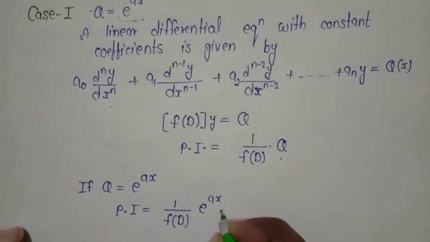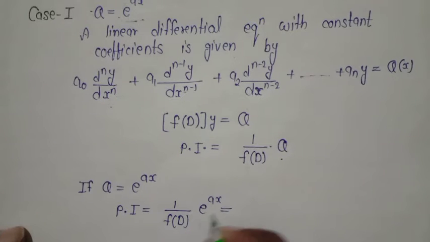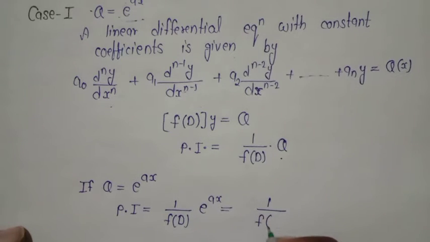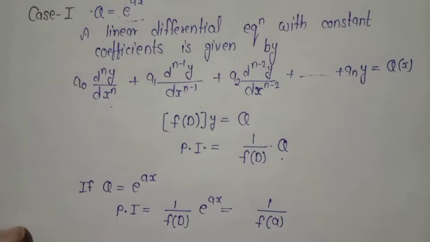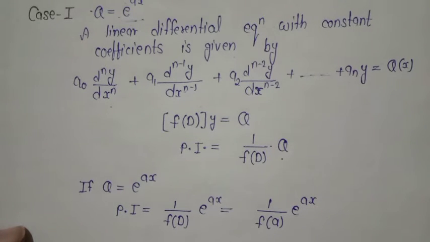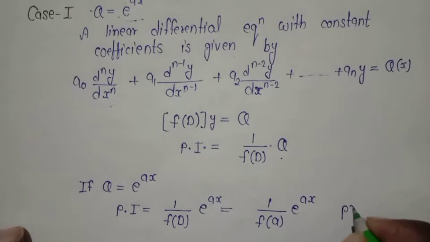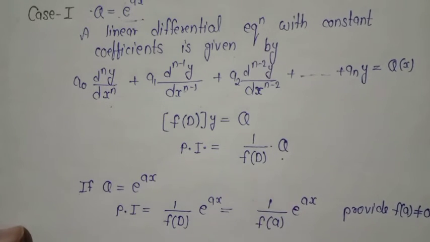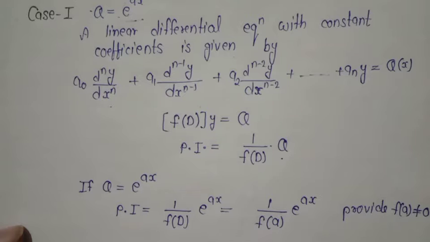And to solve this, we will put a in the place of D. Okay, we will put D is equal to a. So this becomes a function of a. So in the place of D we have to put a only, and then we can easily find the particular integral of the given differential equation. But this is provided that f of a should not be equal to 0, because if f of a becomes 0, in that case the whole term becomes undefined, so we cannot find the particular integral that way.